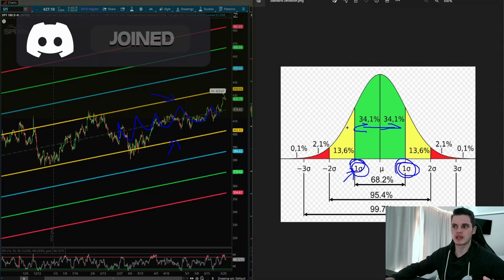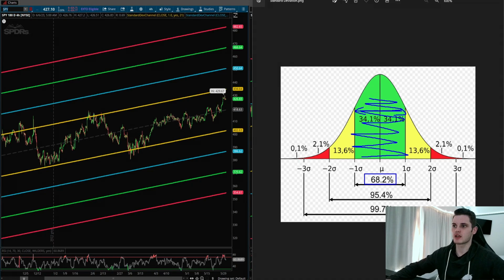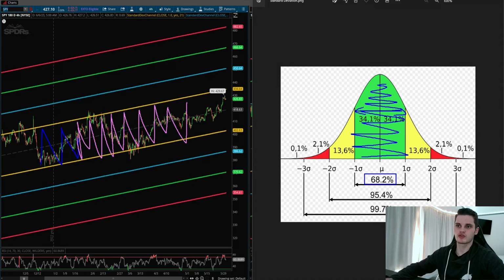Now, what does this all mean though? What you can see is within this area, it says 68.2%. This means that 68.2% of the data is this value here. 68.2% of the data will be within this area here. So from our chart perspective, that means 68.2% of the data should trade, and we can actually change this to purple to make it a bit clearer, within this area here.